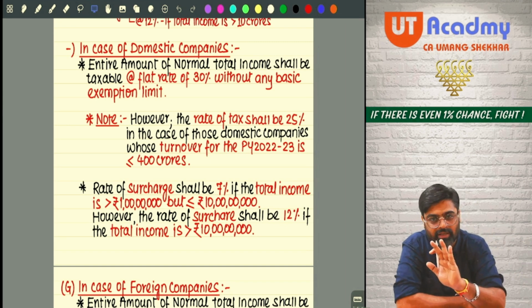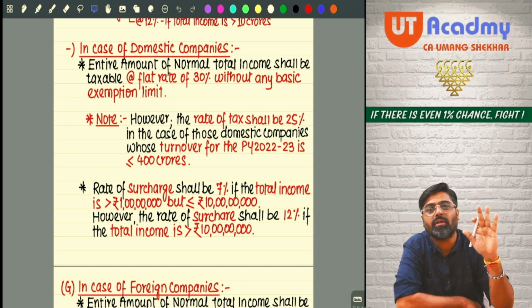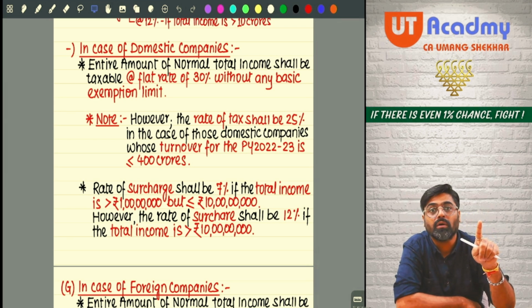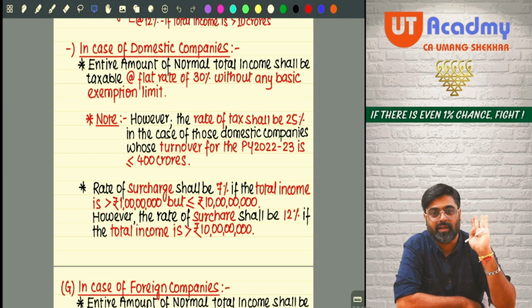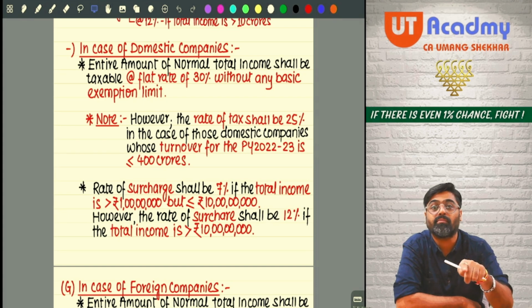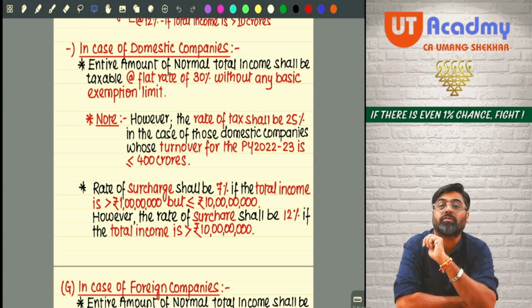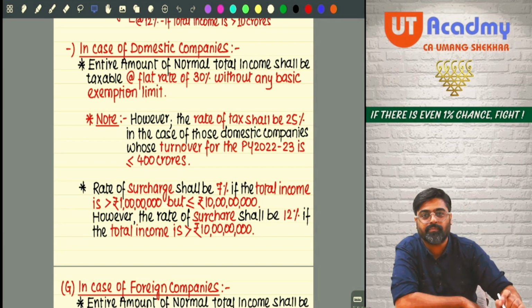There is no such change for foreign companies. Foreign companies, whatever may be the turnover in 22-23, will not make any difference. This year, foreign company will pay tax at the rate of 35% on their normal incomes. But domestic company paying tax on their normal incomes at 30%, right or no? Domestic company will be taxable at 25% only, if the turnover of this domestic company in the previous year 22-23 was 400 crores or less. Then in this year the rate of tax will not be 30, it will be only 25%.